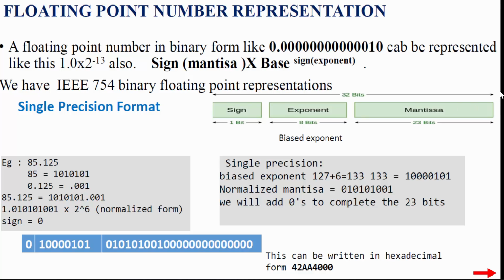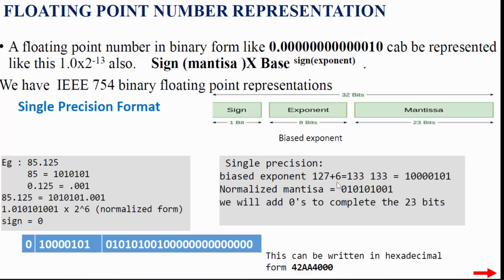So from this format, it is clear that here it is the exponent part. We need to store the biased exponent. How to convert the exponent to biased form? We need to add the bias value with the given exponent. Here the exponent is actually 6, positive 6.